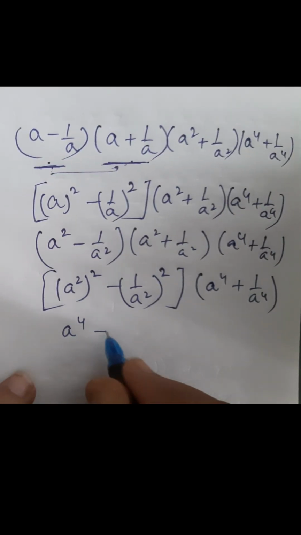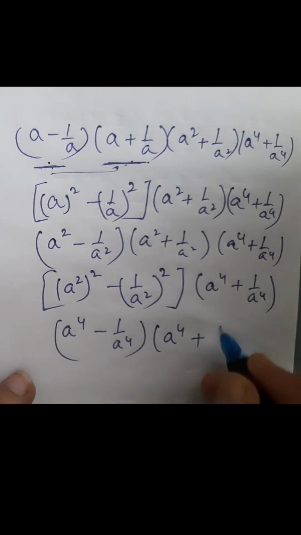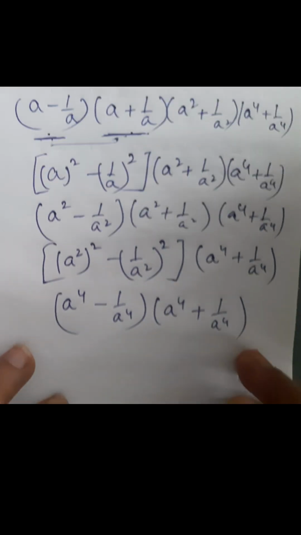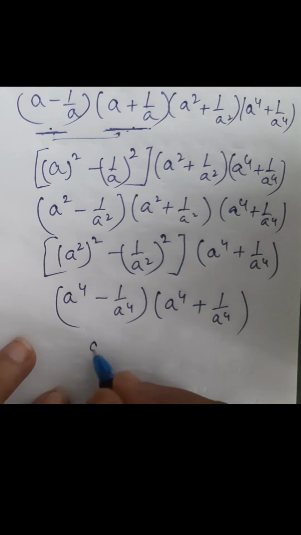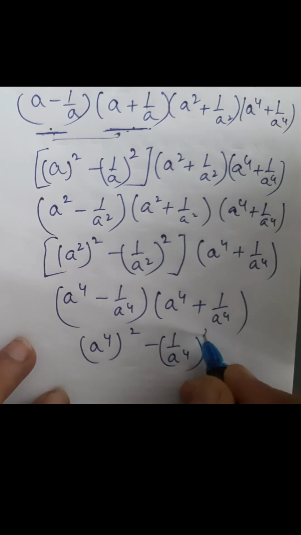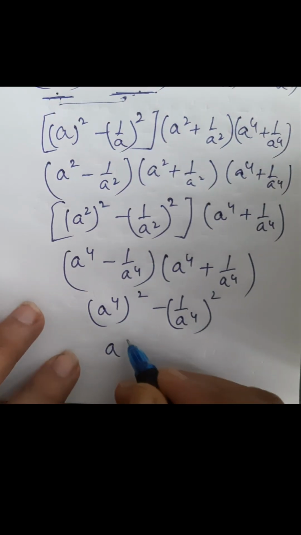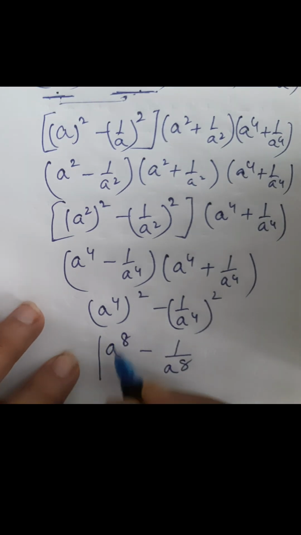So finally it is a raised to 4 minus 1 upon a raised to 4, times a raised to 4 plus 1 by a raised to 4. If we compare them, once again they are in plus and minus terms. So we'll make them again as a square minus b square. So finally it is a raised to 8 minus 1 upon a raised to 8. So this is our final answer.